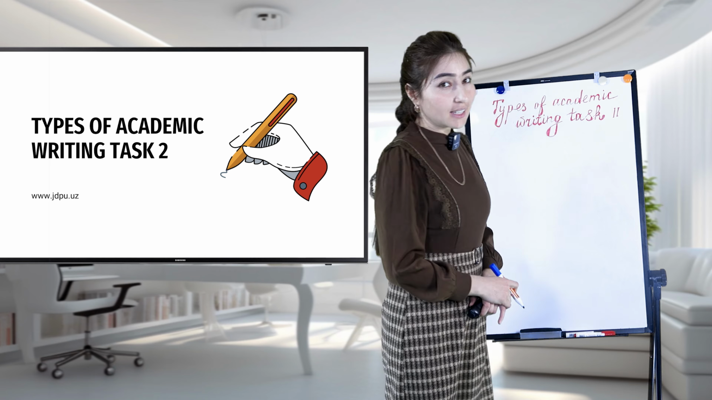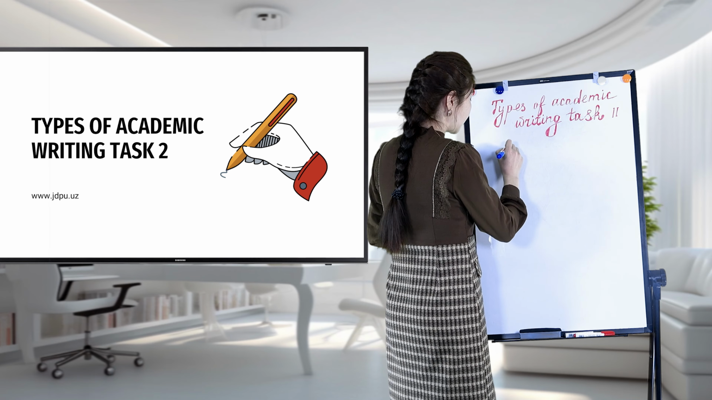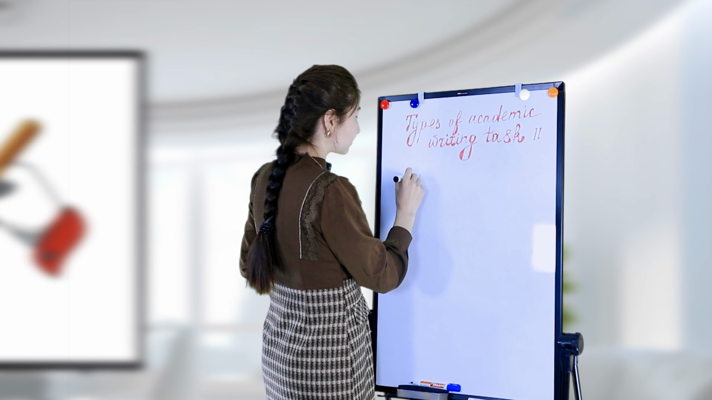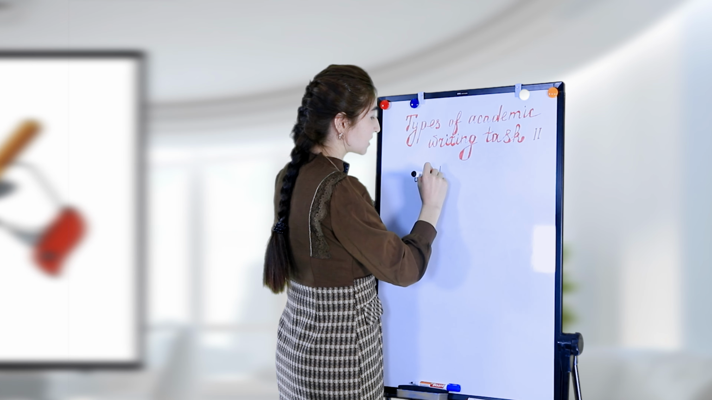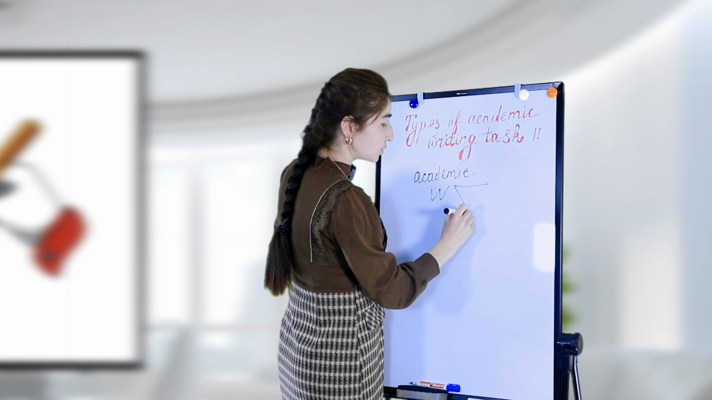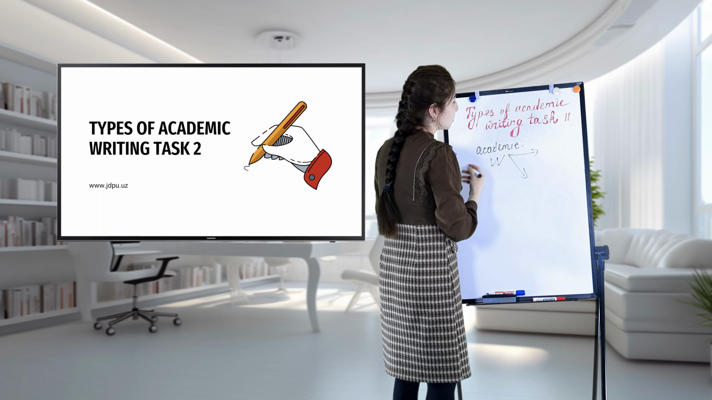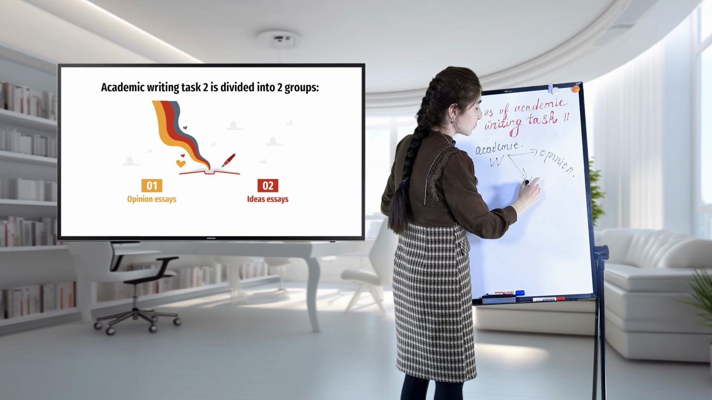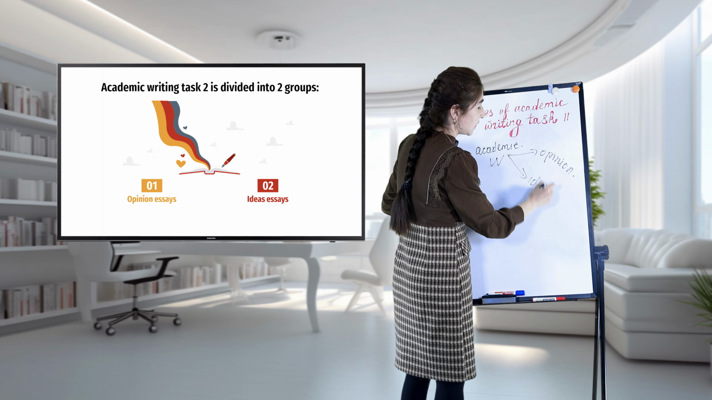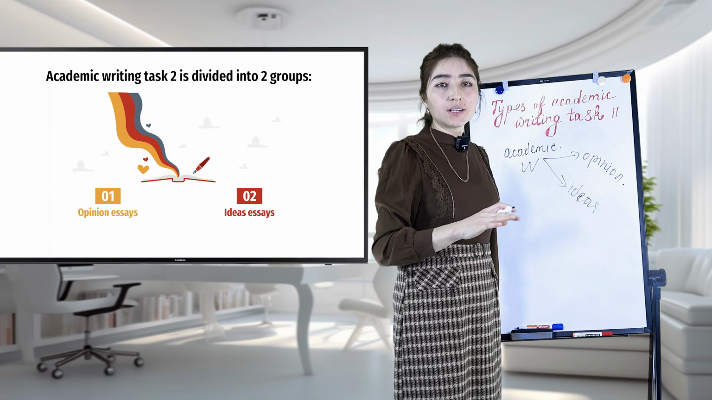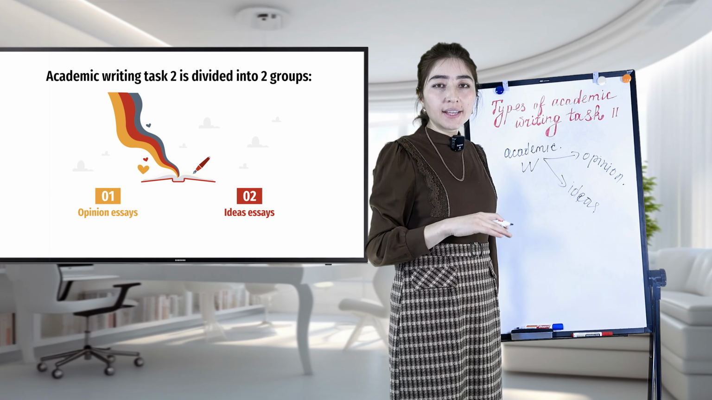They are, firstly, the academic writing task 1. Academic writing is divided into two main and basic major groups. They are firstly opinion essays, and the second one is ideas essay, I can say. Ideas essay. Okay, and they are divided into several subgroups.